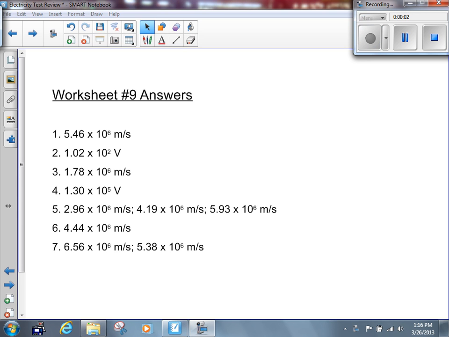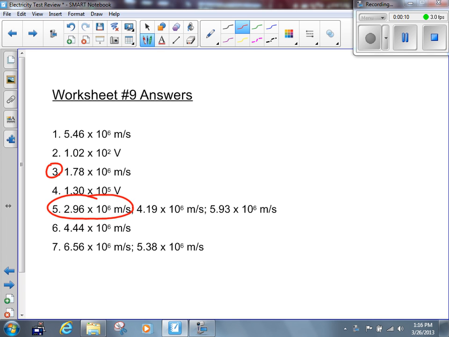Your homework last night was worksheet number 9. We had 7 questions to do. The questions that I want to do here today are question 3, the first part of 5, 5A, and we'll do number 7 in its entirety. If you struggled with any of the other questions beyond 3, 5A, or 7, then try them again after we've gone over these.